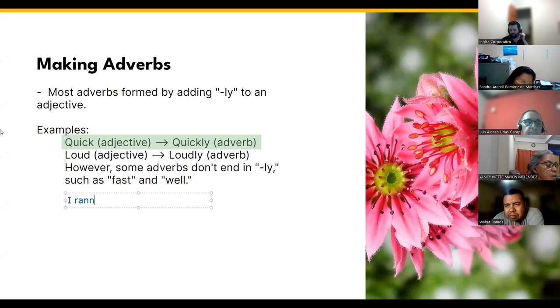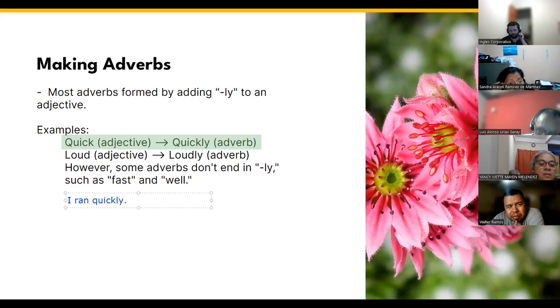So you don't say "I run." You say "I ran," right? Talk in the past, guys. I ran, so I ran quickly, right? Very good.